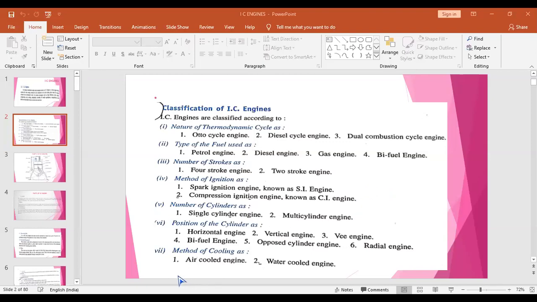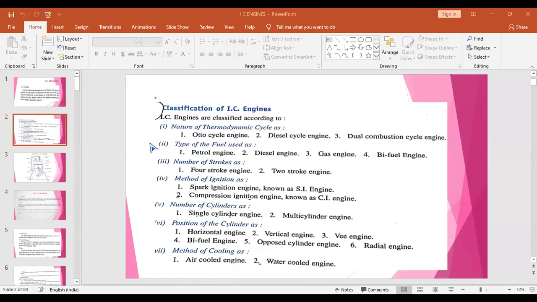Next, the last one, the 7th one, method of cooling. All of you have seen the air cooled engine as well as the water cooled engine. In the front of the car, you have a radiator. The function of the radiator is to cool the water. Instead of water, we are using coolant. But in case of air cooled engines, many two-wheelers, like the Royal Enfield, are cooled by the air which is coming in the opposite direction. So these are air cooled engines, and water cooled engines are petrol or diesel engines cooled by a radiator.